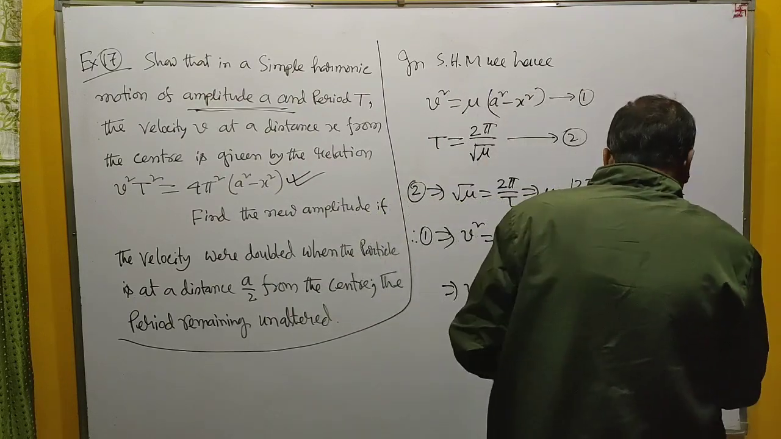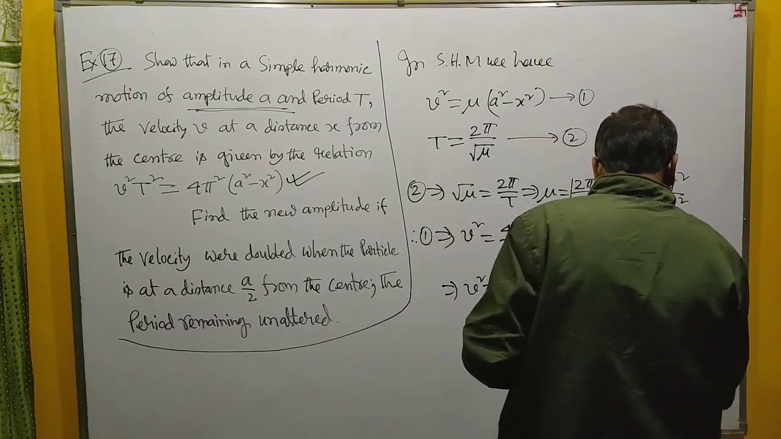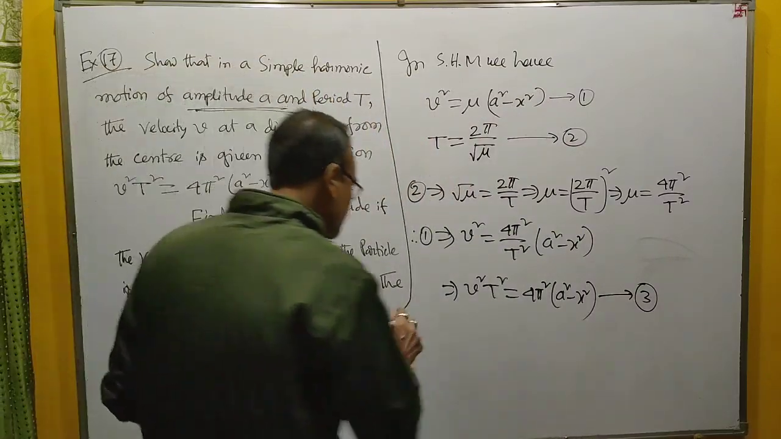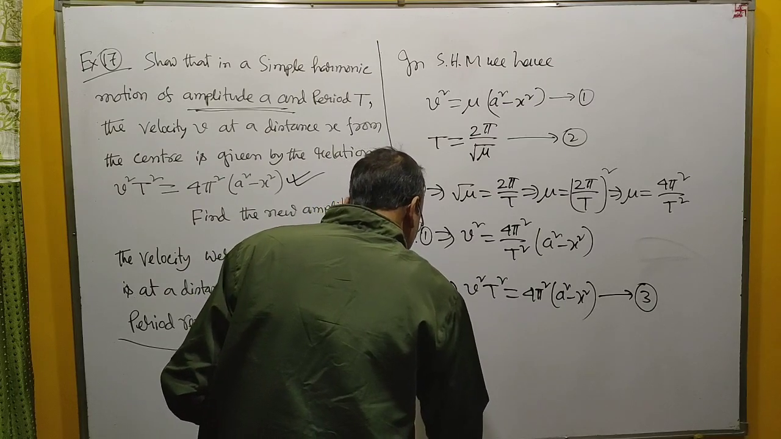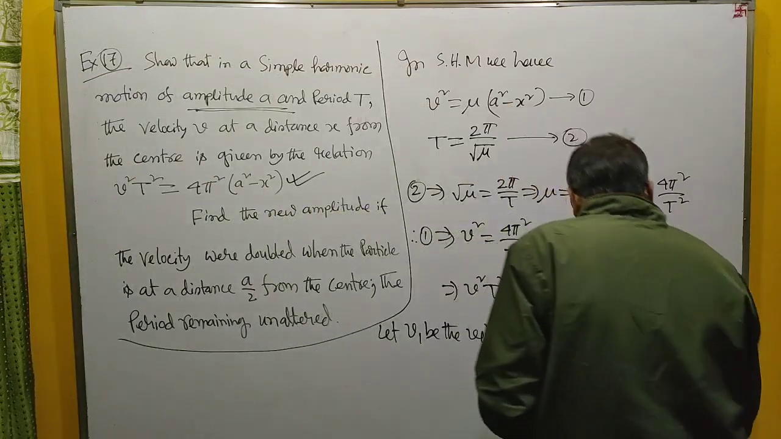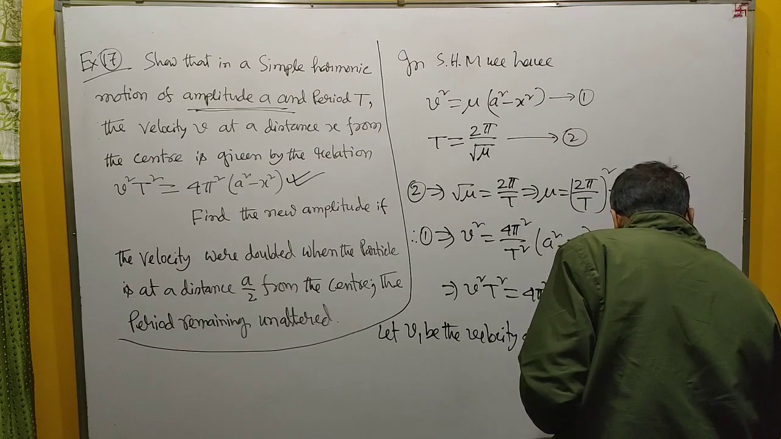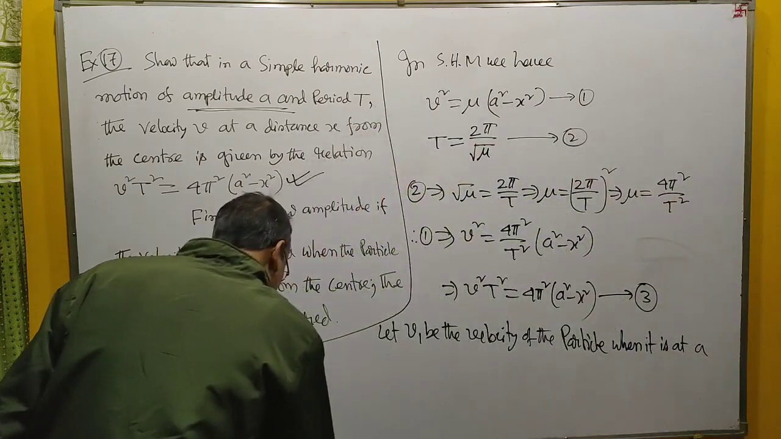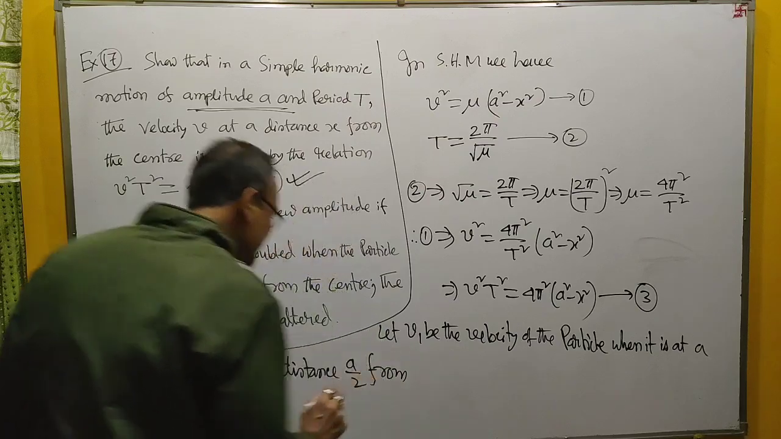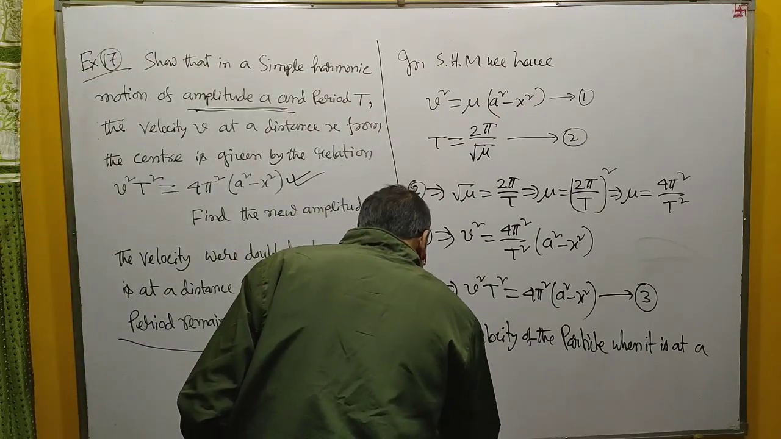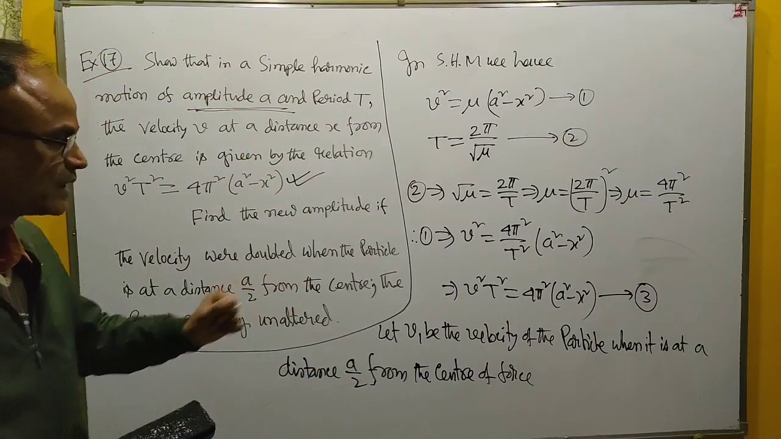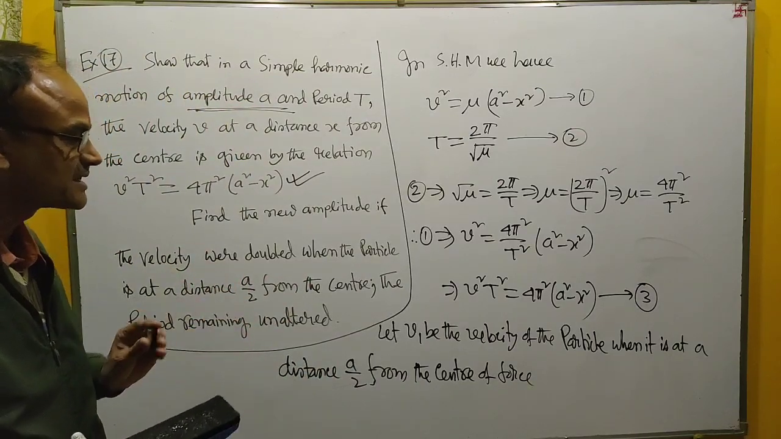Suppose this is number 3. Let v1 be the velocity of the particle when it is at a distance a by 2 from the center of force.